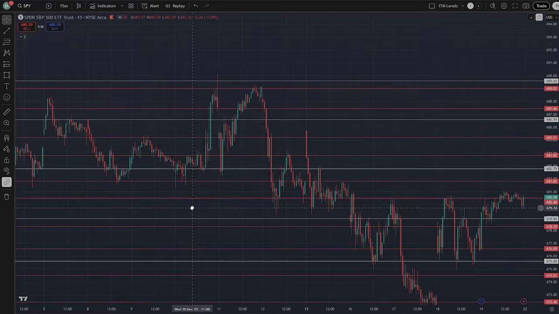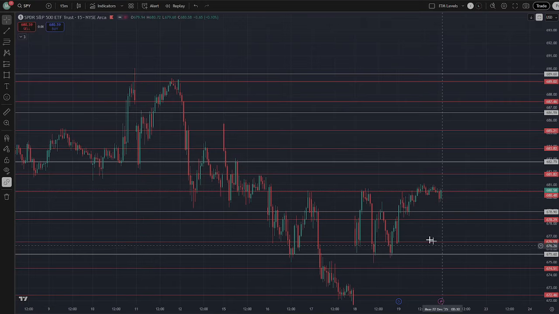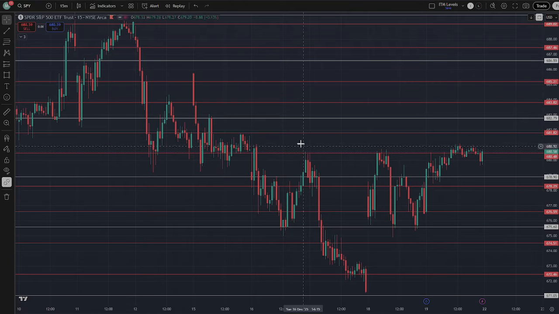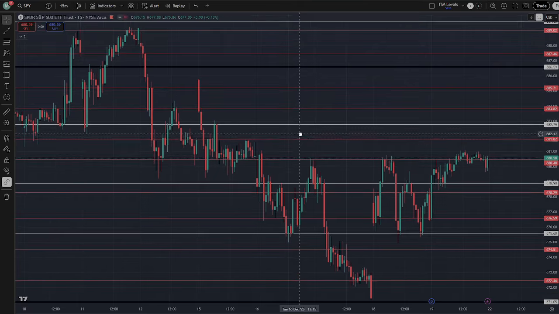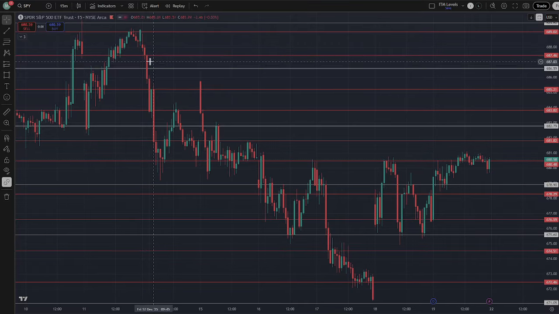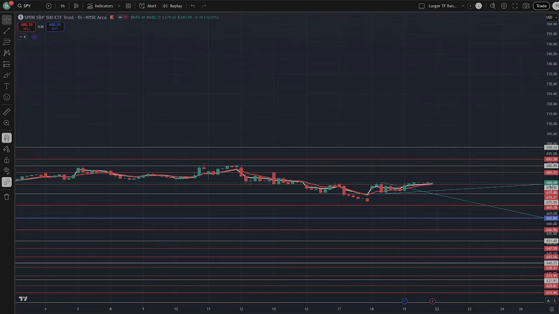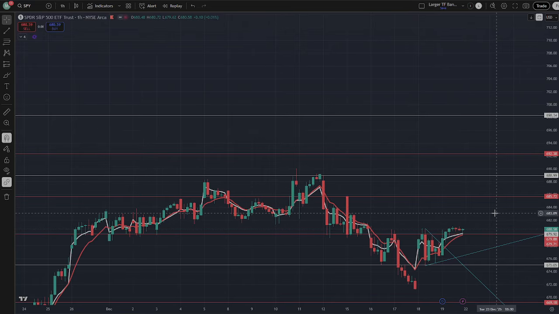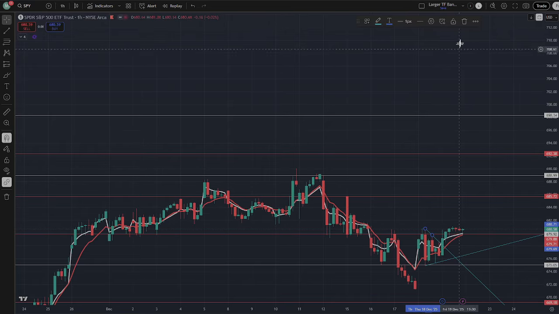Keep in mind, if you guys have any questions about how I drew any of these levels up, just let me know. For now, I think these levels are looking good, and I'm going to be using them for this upcoming week. If you haven't finished drawing them up yet, I'm going to drop them in the chart analysis section. You can use them from there, or let me know if you have any questions as well.